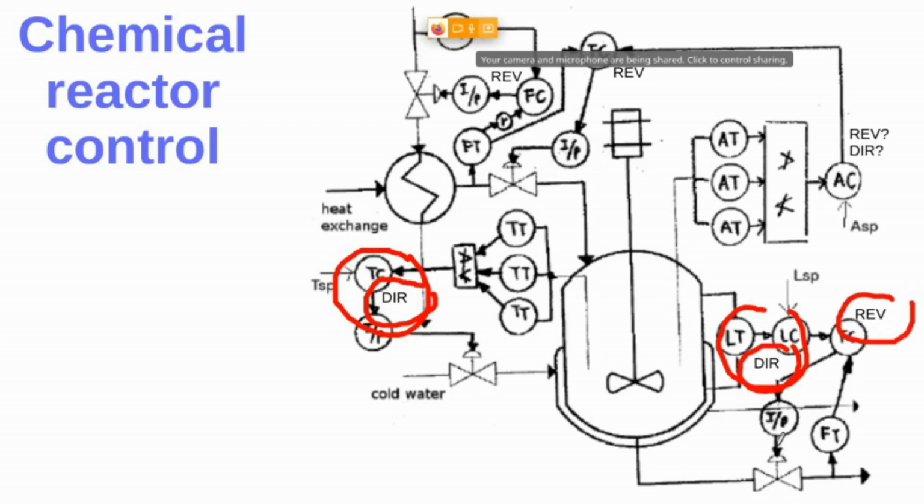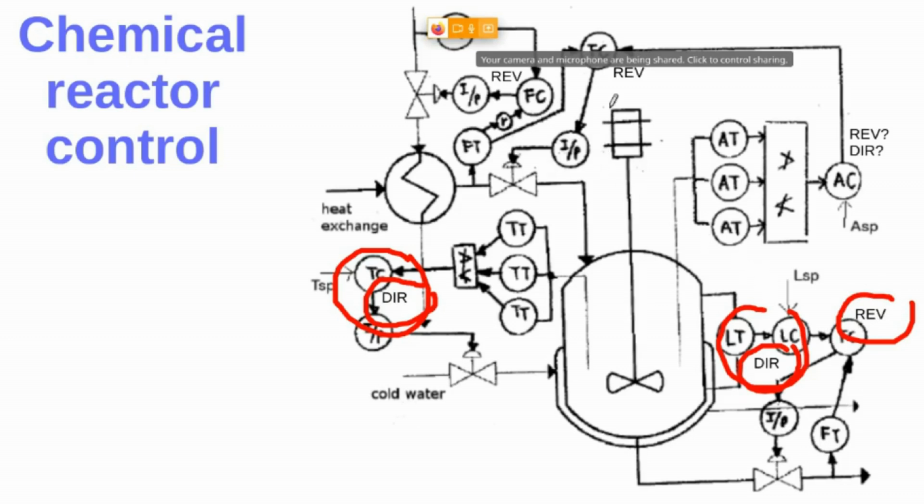If you open the valve, if you increase the controller action, you increase the process variable, right? So that's why we have a positive relationship between the input and the output of the system. So this must be configured as a reverse controller action.